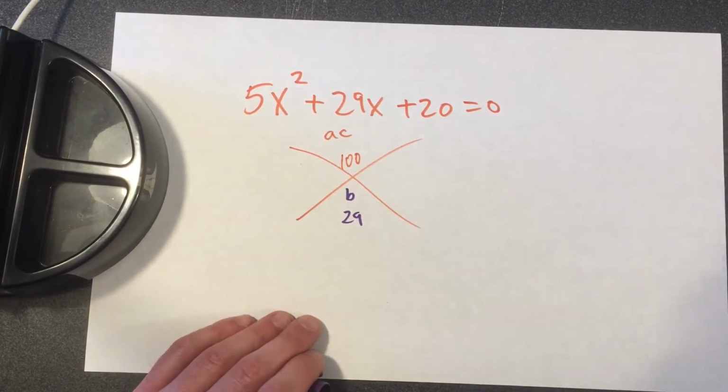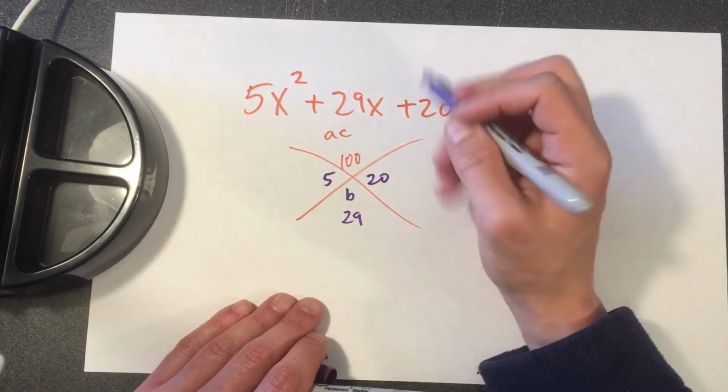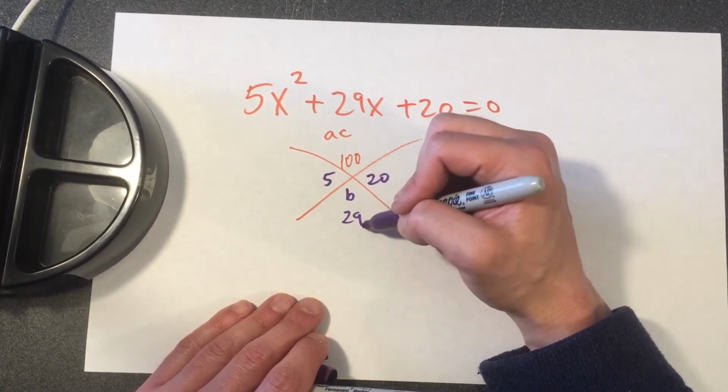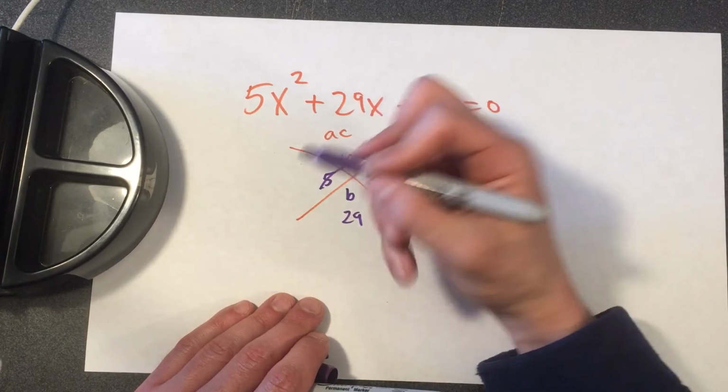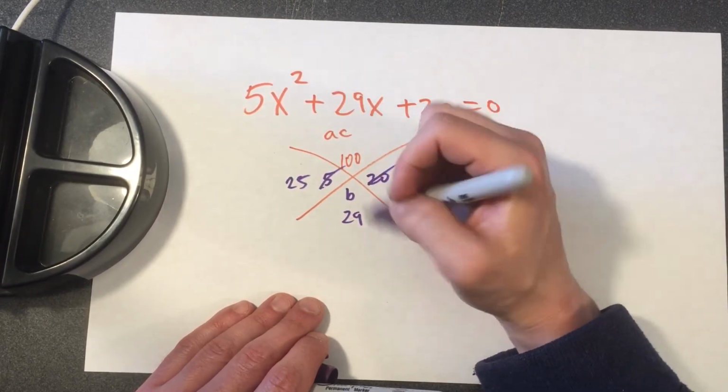And you can mess around a little bit. Let's try 5 and 20. Well, that does multiply to 100, but it doesn't add to 29. So nope. Let's try 25 times 4. And obviously this one does work.